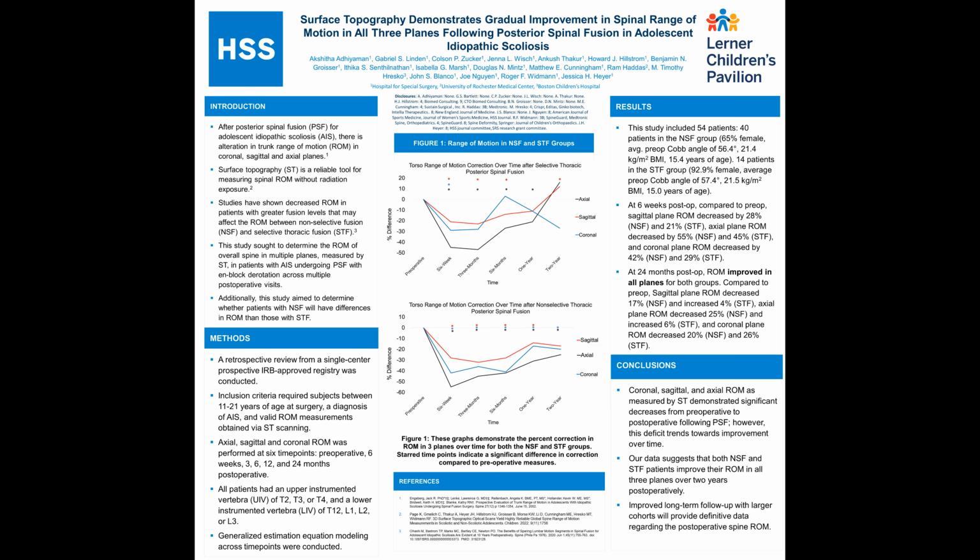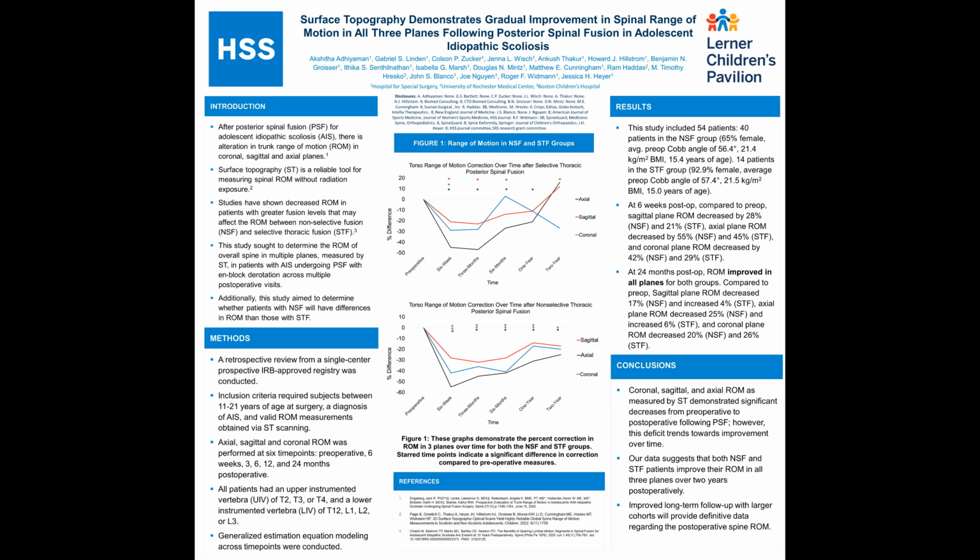At 6 weeks post-op compared to pre-op, sagittal plane range of motion decreased 28% in the non-selective and 21% in the selective thoracic fusion group. Axial plane range of motion decreased by 50% in the non-selective and 45% in the selective, and coronal plane range of motion decreased by 42% in the non-selective compared to 29% in the selective thoracic fusion group.